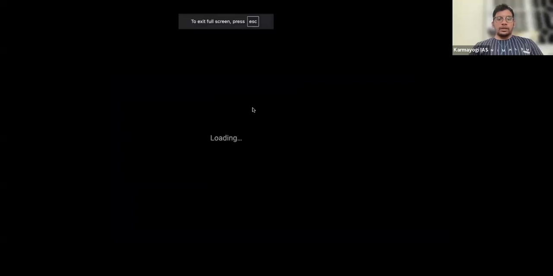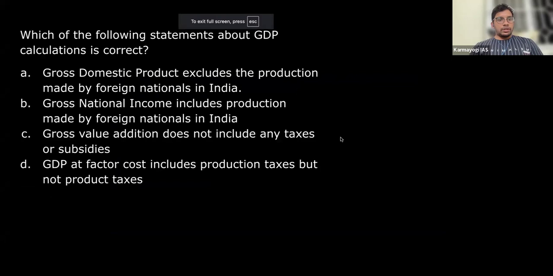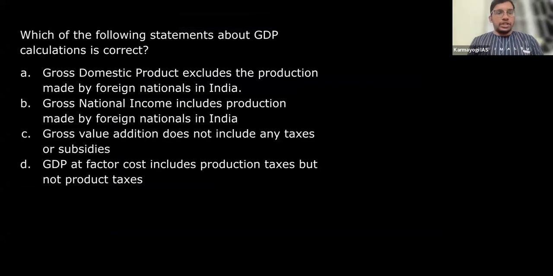Yeah. So let's start with the first question. The question is: which of the following statements about GDP calculation is correct? They're asking about the correct statement related to the GDP, right? So gross domestic product excludes the production made by foreign nationals in India. This is the first statement. Gross national income includes production made by foreign nationals in India. Gross value addition does not include any taxes or subsidies. GDP at factor cost includes production taxes but not product taxes. So among these statements, which one is correct?